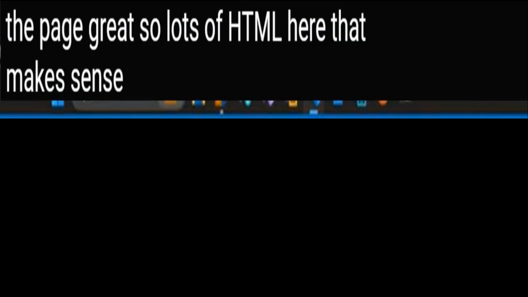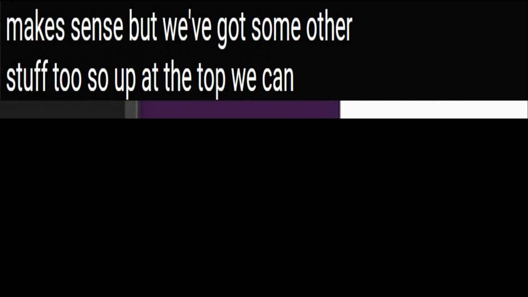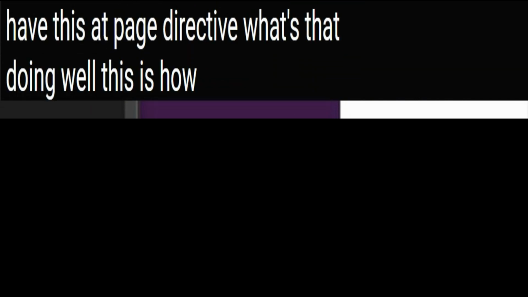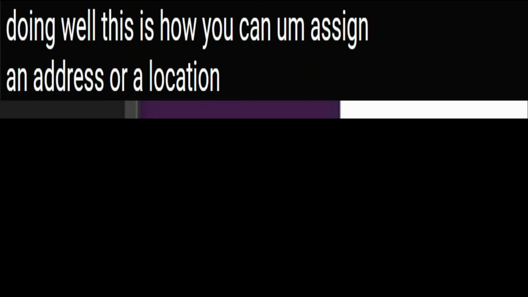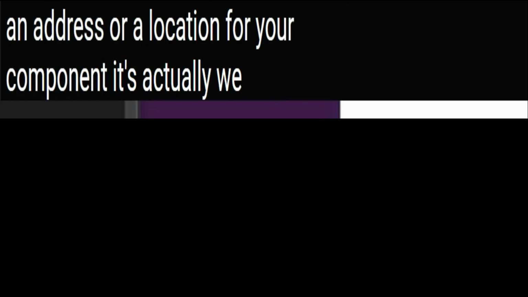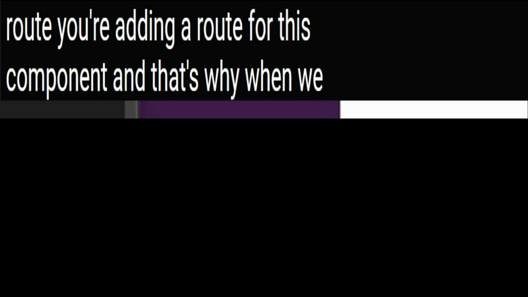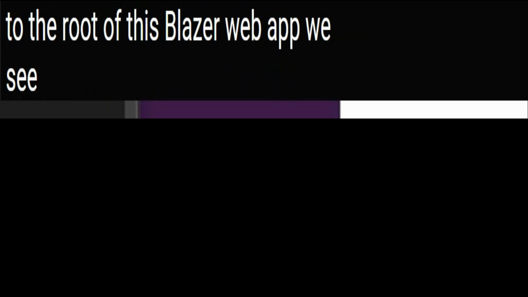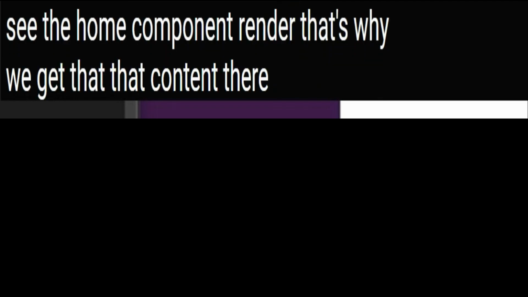Great. So lots of HTML here. That makes sense. But we've got some other stuff too. So up at the top, we can see we have this @page directive. What's that doing? Well, this is how you can assign an address or a location for your component. We call it a route. You're adding a route for this component. And that's why when we browse to the root of this Blazor web app, we see the home component render. That's why we get that content there.